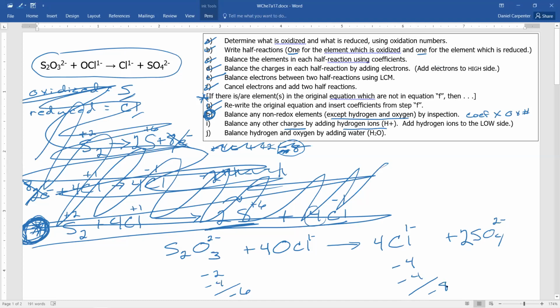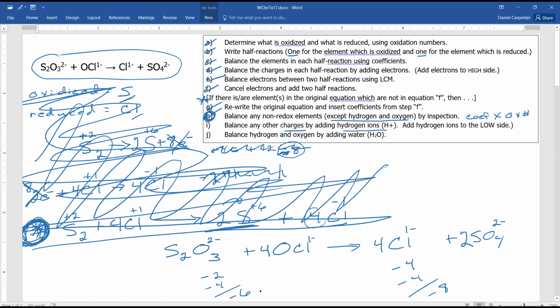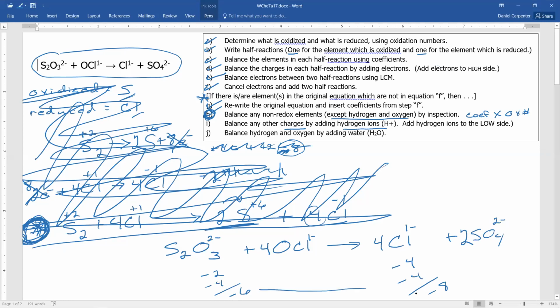-8. Now, in the other step where we balance charges, we had to subtract from the high side because we're adding electrons. Here we have to add to the low side because we're adding hydrogens. So -6 does not equal -8. -6 equals -8 plus 2. And this plus 2 has to become plus 2H+.